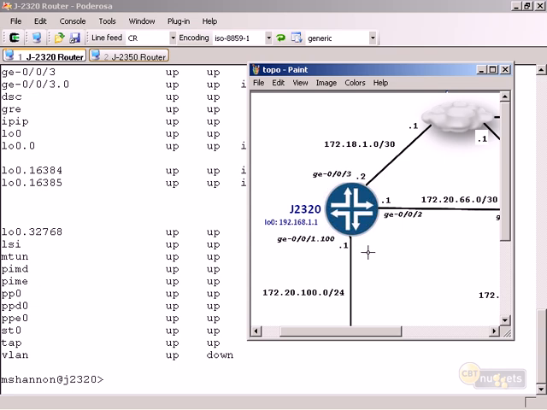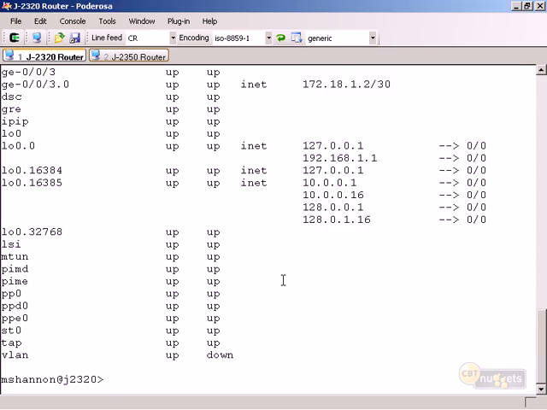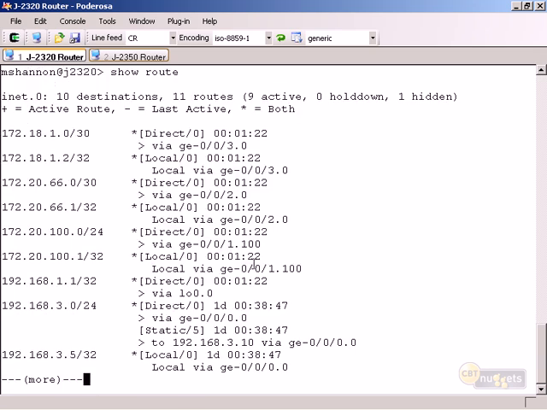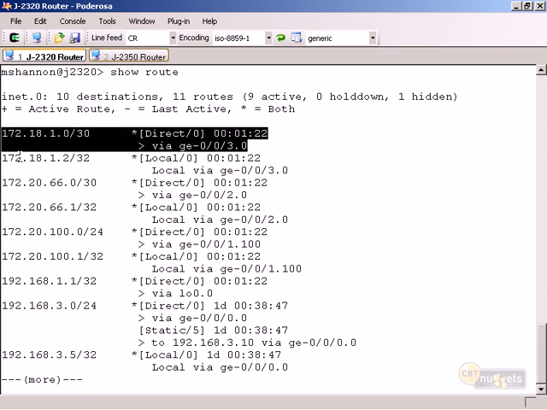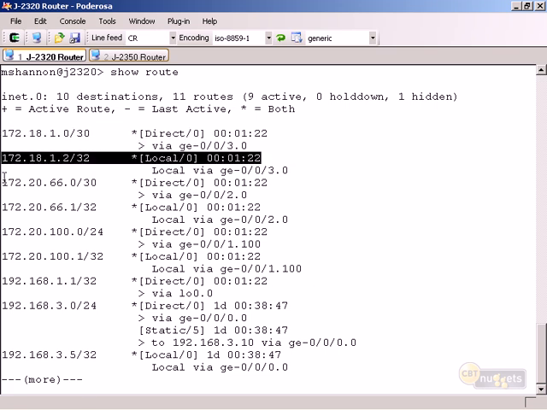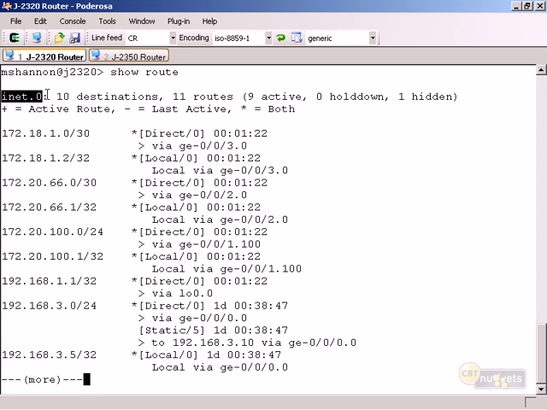Now, once we have our interfaces going, we can start looking at connectivity. The best way to focus on connectivity is to think about what types of routing I want to have to my other devices. As a matter of fact, if I say show route right now, I've actually got a static route configured, and I've also got a bunch of other information here. All these direct and local entries have been placed in my inet.0 routing table.